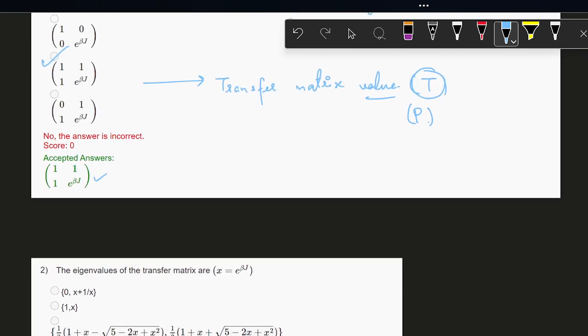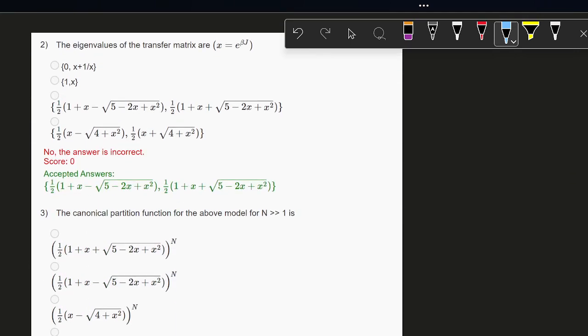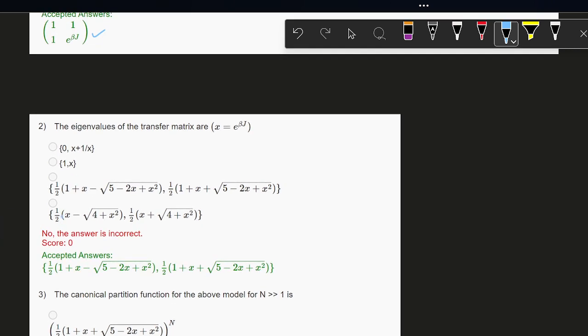So this matches with option number C, I think C. So this is the answer we have obtained. So up to this is fine.